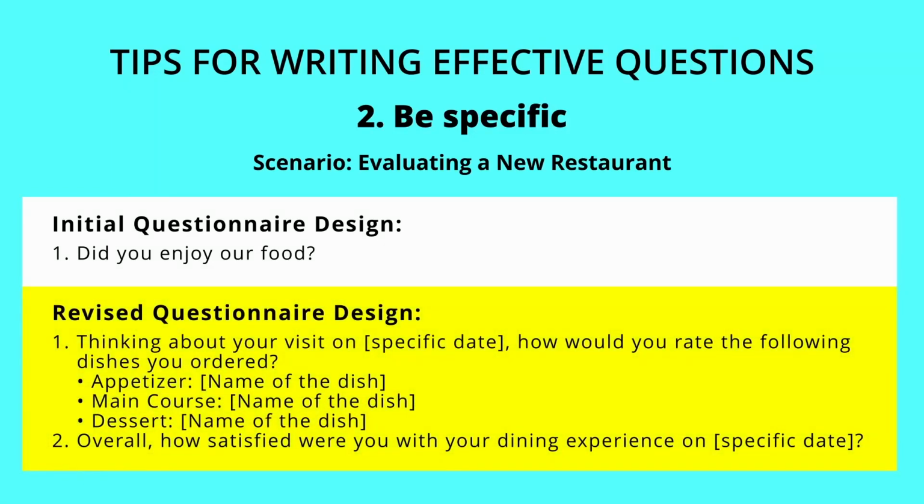And now it goes like, first, thinking about your visit on this specific date, so that you mentioned specific date, how would you rate the following dishes you ordered? And then you list appetizers, and you put the name of the dish, main course, and you put the name of the dish, dessert, and you include the name of the dish. Additionally, to understand overall satisfaction, they included, overall, how satisfied were you with your dining experience on, again, specific date?